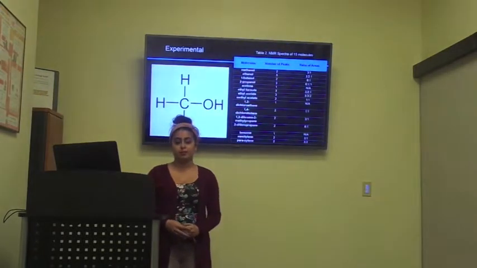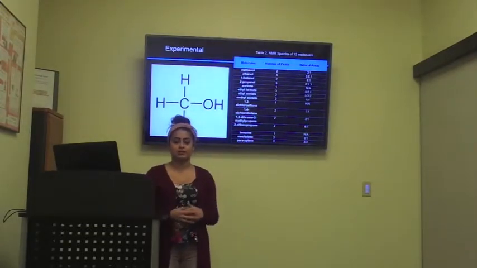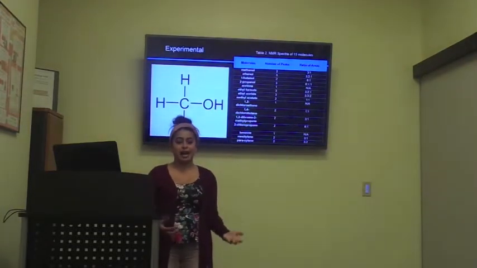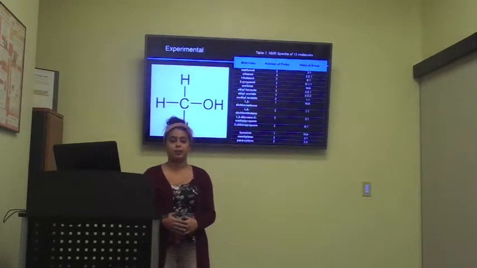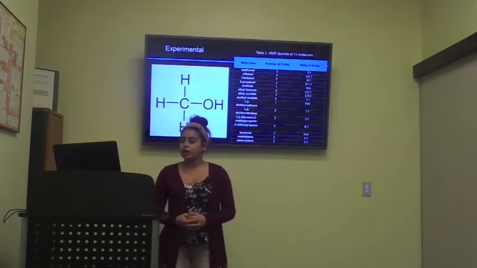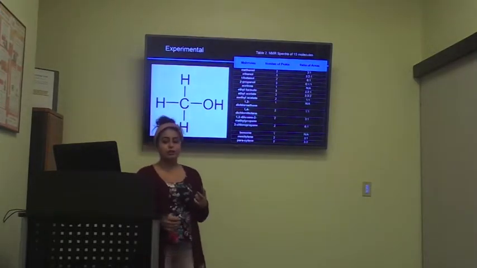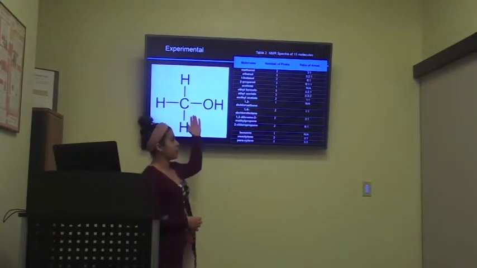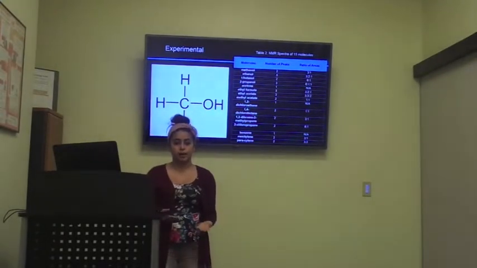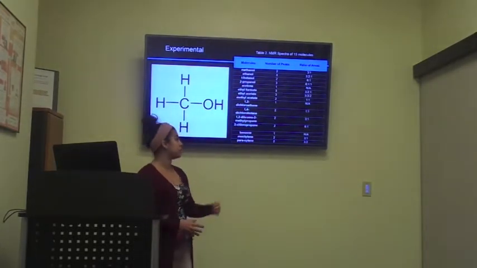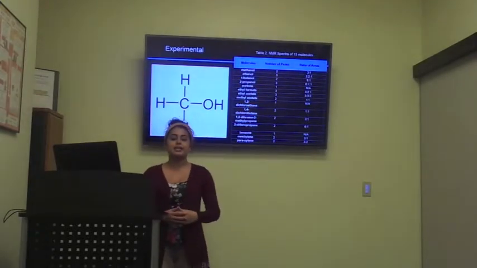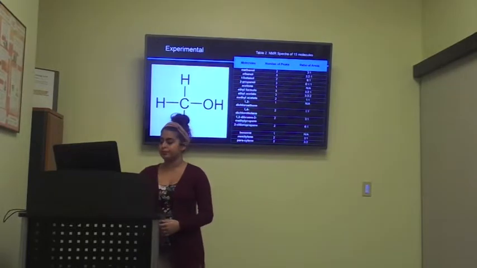Table 2 shows the NMR spectra of 15 molecules, and I did a similar approach to find out the different hydrogen atoms that are present. The number of peaks on table 2 represents the number of different hydrogen atoms that are present, and the ratio of the areas represents the hydrogen atom ratio. So for example, here we have methanol again, and there are two different types of hydrogen atoms. There's a hydrogen atom connected to the oxygen, and then there's a hydrogen atom bonded to the carbon. So that would indicate there are two peaks on our spectra. And the ratio between them would be 3 to 1 because there are 3 hydrogens that are connected to the carbon and only 1 hydrogen connected to the oxygen. And I did this for each of the 15 molecules in table 2 as well.